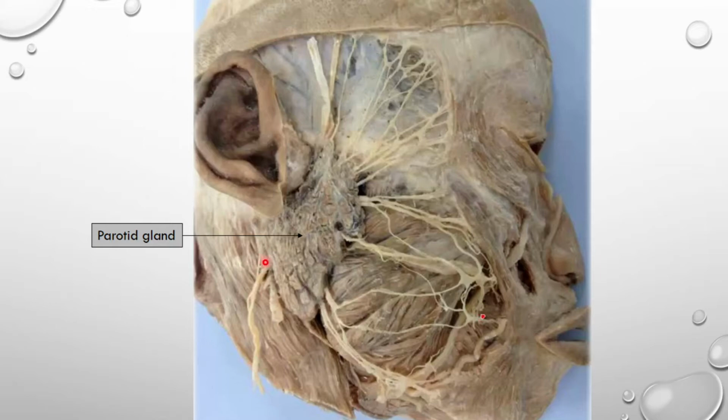And if you remember, the proximity of the motor division of the facial nerve to the parotid gland is of great importance, particularly in inflammation of the parotid gland or disease of the parotid gland, which can have a huge effect on the motor branches of the facial nerve and can lead to Bell's palsy and things along those lines.